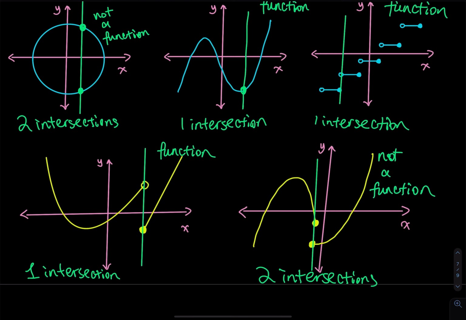So overall, pretty simple work. You just sketch one vertical line. If you see exactly one intersection, the vertical line hits the graph exactly one time, then that is a function. Otherwise, if you see more than one intersection, then the curve is not a function. It is just that simple.